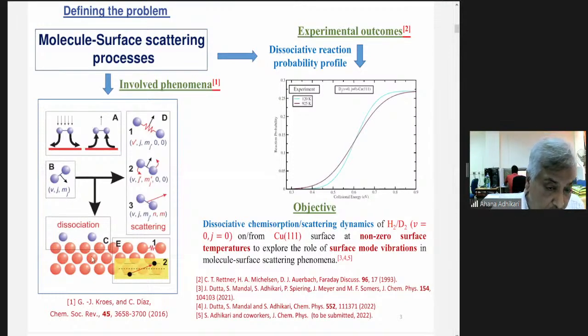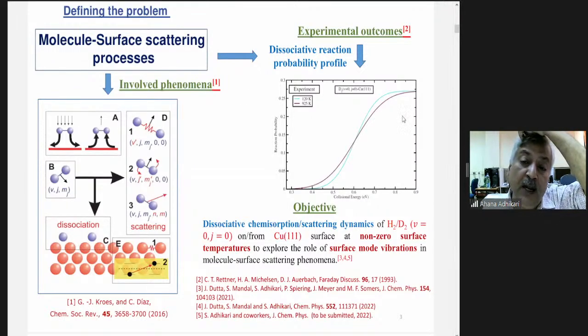So overall, you can see that this is the surface. The red balls are the copper, and they are placed in the positions of a crystal with index 111. And then the molecule comes and hits the surface, and these are the processes that can happen.